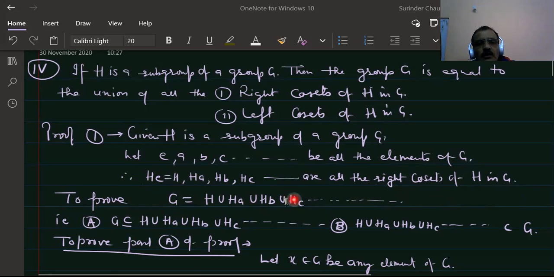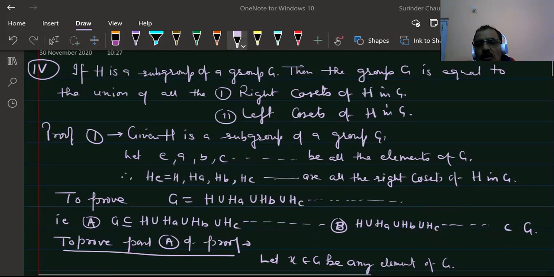So, in order to prove this, we have to prove that G is a subset of H union Ha union Hb union Hc and so on to infinity, and the second part is that H union Ha union Hb union Hc and so on is a subset of G.